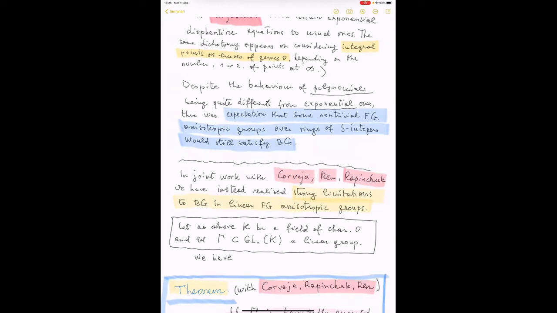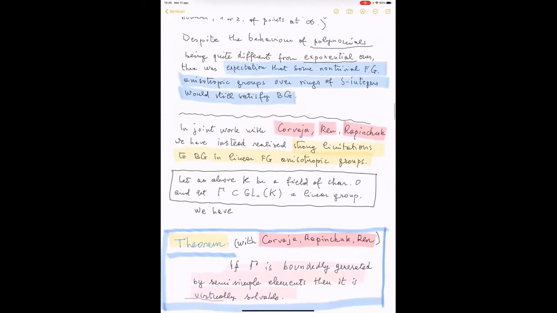So the polynomials are quite different from exponential ones, but there is this link, so to speak. And together with other observations, there was an expectation that some non-trivial finitely generated anisotropic groups over rings of S-integers would still satisfy bounded generation.